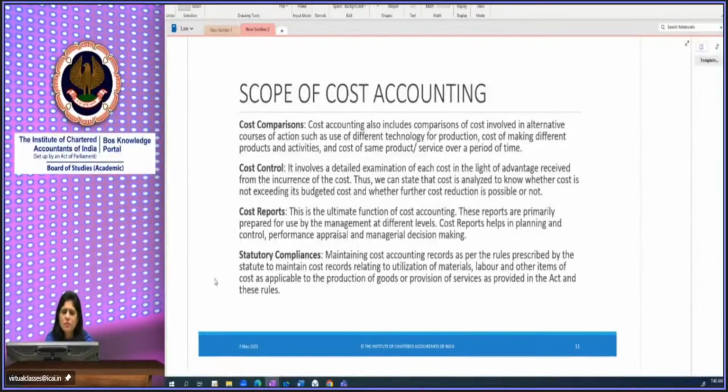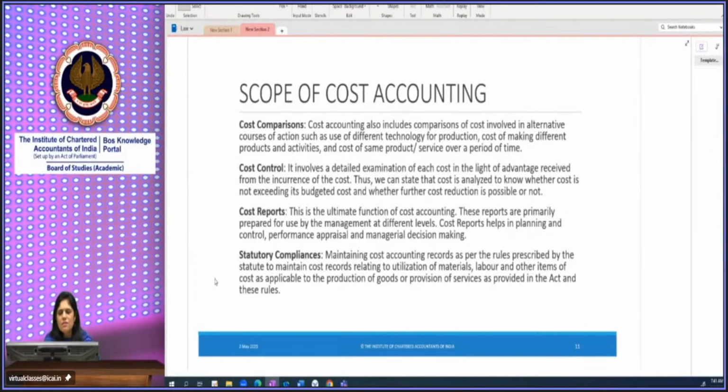Then cost reports. It's the ultimate function of cost accounting. Whatever costing or cost accounting is being done, it has to generate reports so that management can understand what is happening. To make management understand, the management wants the information in proper reports. So that is again the scope of cost accounting. Different forms of reports and statements, on a periodical basis or continuous basis, are made for the benefit of the management so that management can do the decision making.